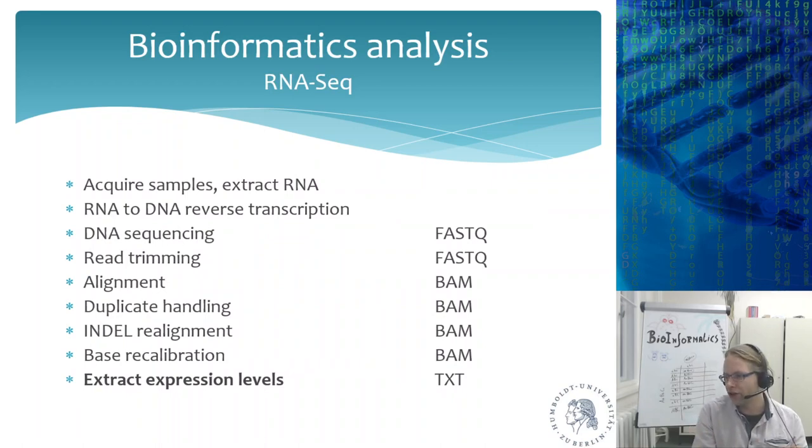So RNA-Seq analysis is exactly identical to DNA sequencing analysis, except for one additional step. This additional step is to extract the expression levels of the different genes. Normally, when we had the DNA sequencing slides, this would finish up with calling the variants, so looking at the SNPs and the indels. In RNA-Seq, we can also do SNP and indel calling, but the thing that we are most interested in is to extract the expression levels of the individual transcripts in a gene. All right, and the rest is of course very similar to DNA sequencing. There's just the DNA to RNA reverse transcriptase step at the beginning and the extract expression levels step at the end.